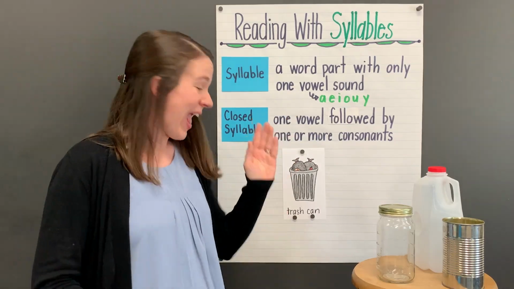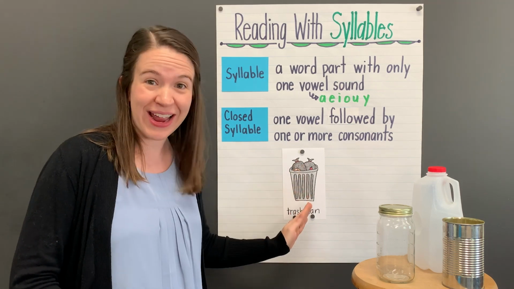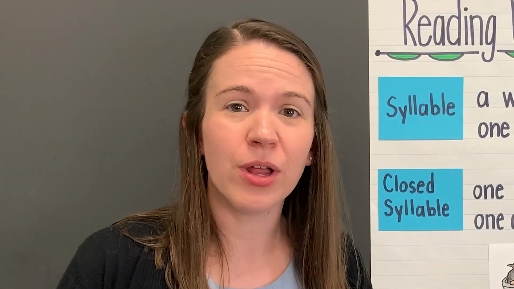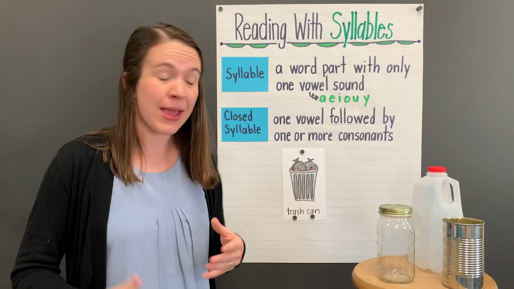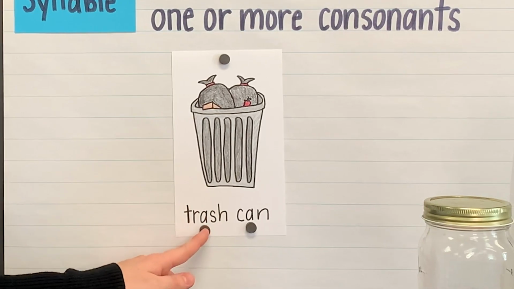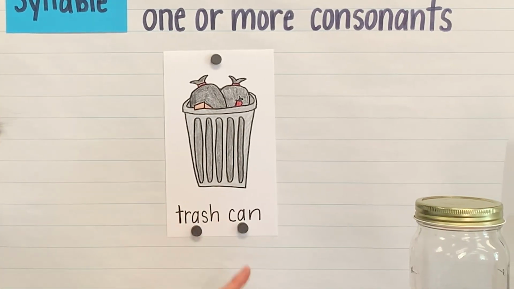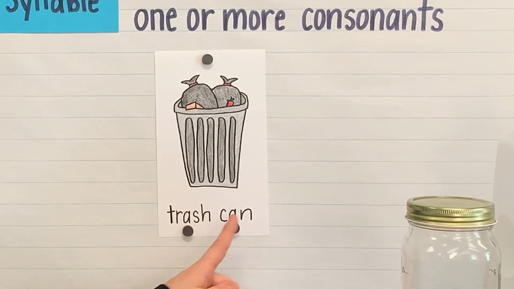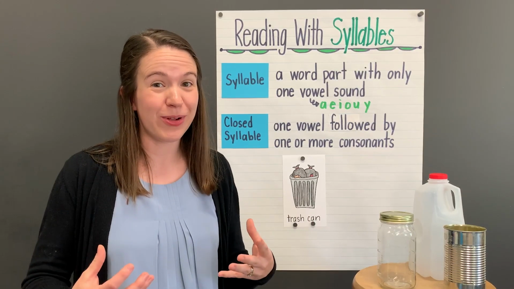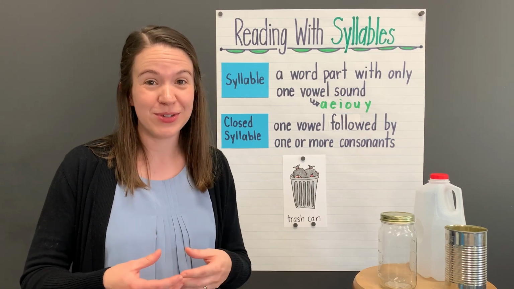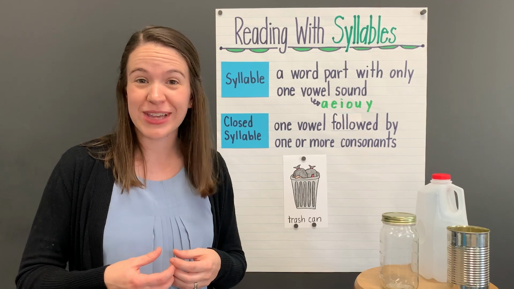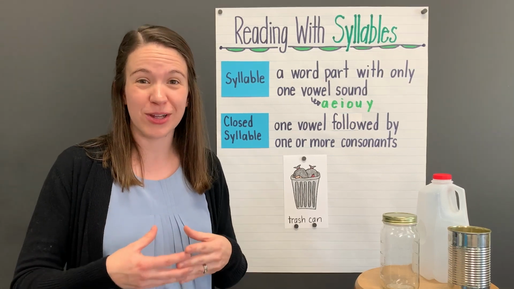When you see a vowel followed by a consonant or more than one consonant in a syllable, you should first try making the short vowel sound. A, trash. A, can. Now, not every closed syllable has a short vowel sound, but you should start by trying that short vowel sound when you see a closed syllable.